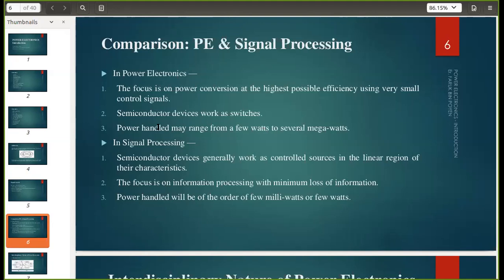The third point here is power handling may range from a few watts to several megawatts, or it can be gigawatts, and it can go beyond that also. Therefore, in power electronics, you should handle the power electronic devices in such a way that even if the input is a few volts, due to the conversion, it may go to several megawatts of power. So the power handling capacity in power electronics plays a very important role when you go for the application point of view.